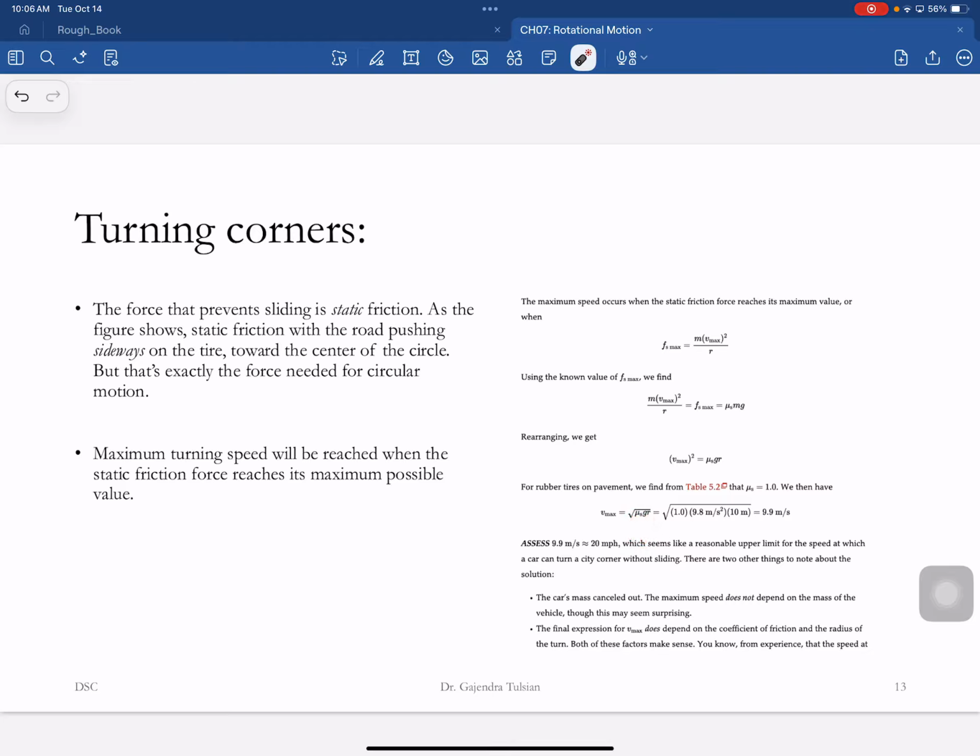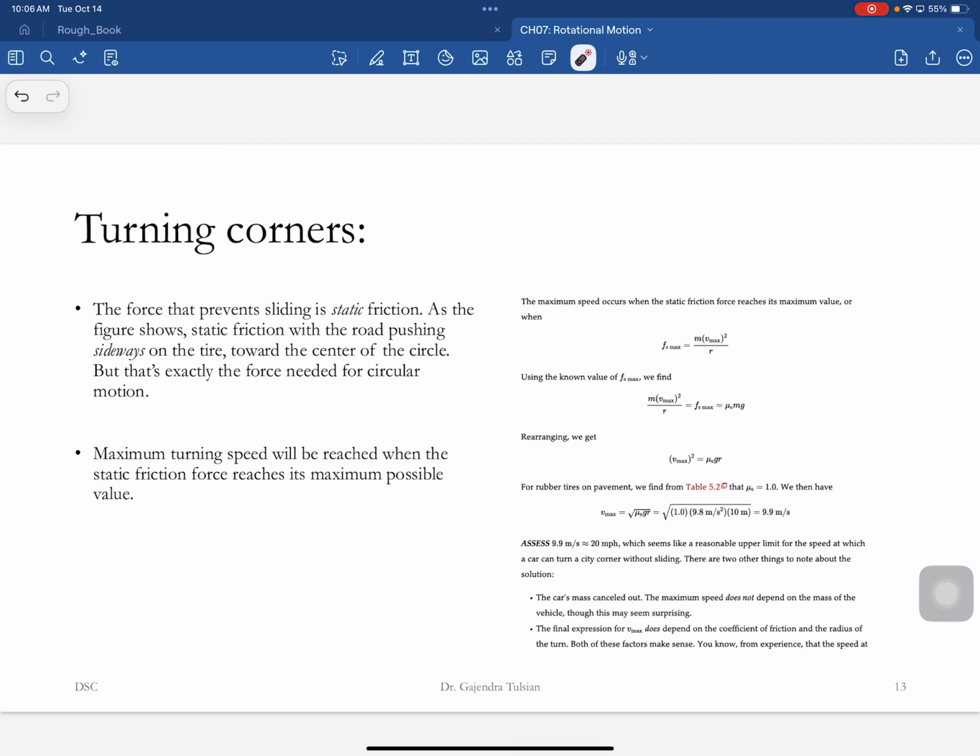So the bigger the circle you're going at, the faster you can go with the same tires. Okay? The smaller the circle you're going at, the smaller your maximum speed. If you go faster than that, what will happen?